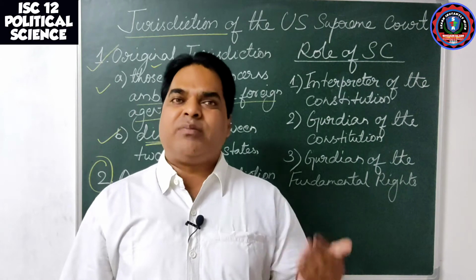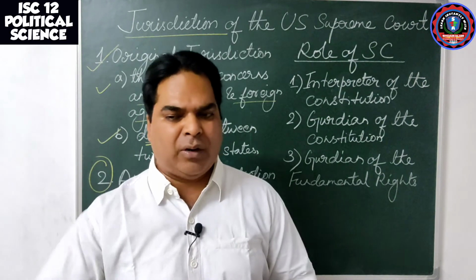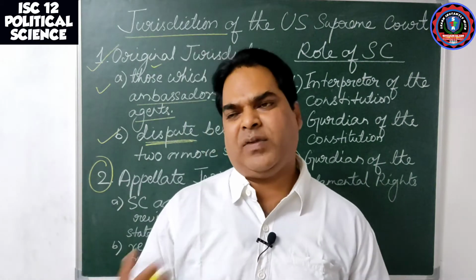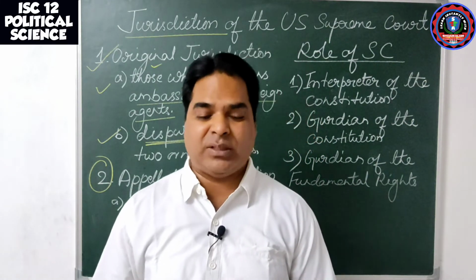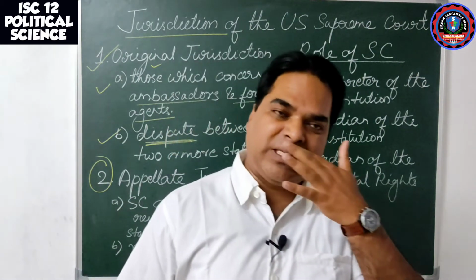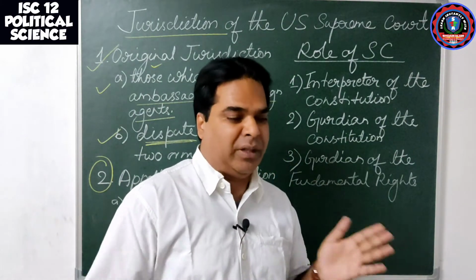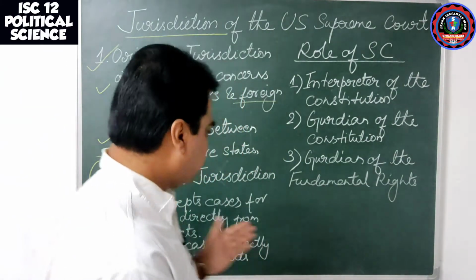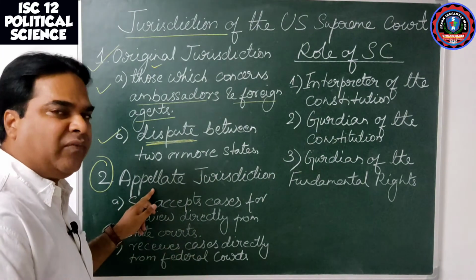The cases which come to the Supreme Court of USA in the form of an appeal request. Whenever the lower court requests, or if any convict or person is not happy with the judgment given by the lower courts, federal courts, or the district courts, those cases can also come to the Supreme Court in the form of a request. Appellate jurisdiction means cases which come to the Supreme Court in the form of appeal.